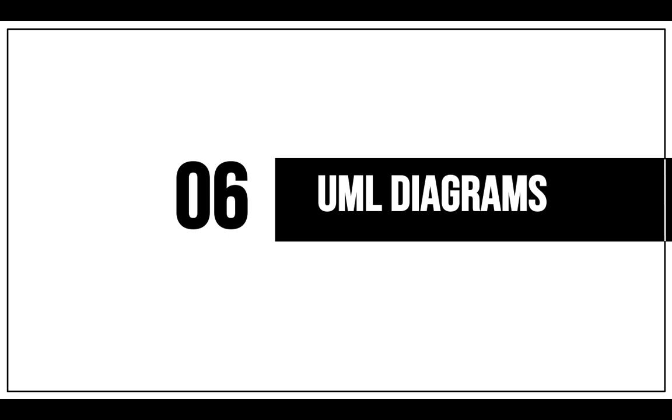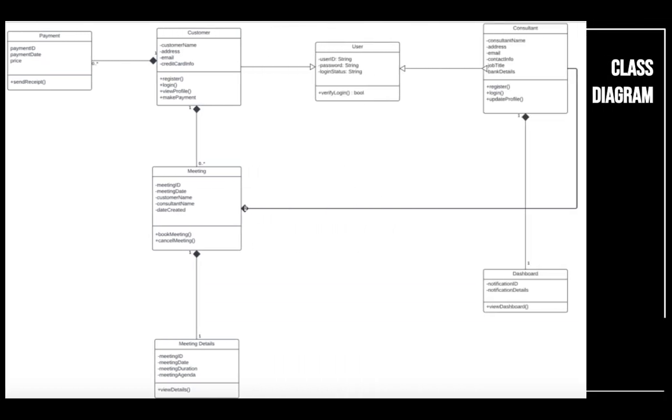Now we continue with the UML diagrams. First, we start with the class diagram. As you can see here, we have the customer name, address, email. It includes the basic information. We also have the consultant. They both come from the user class. We also have the dashboard, the meeting details, and the payment.